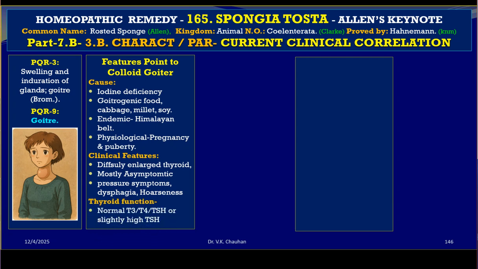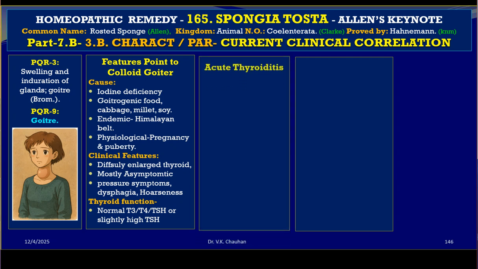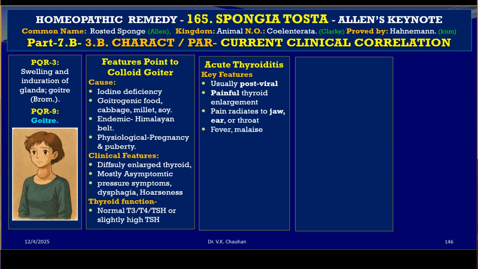And thyroid function is normal: T3, T4, TSH, or slightly high TSH. So this is a euthyroid stage. There can be some other possibility of thyroiditis, acute thyroiditis, which is a kind of inflammation of thyroid tissue. It can be post-viral, viral, and painful thyroid enlargement will be there. There can be local heat, pain, tenderness, and redness.